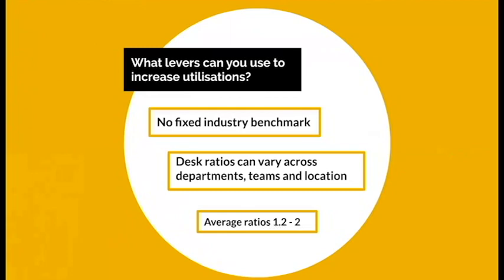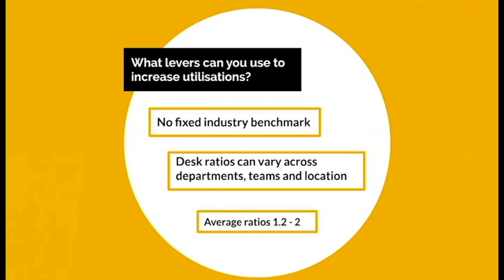It varies across different buildings, across different teams, especially within different departments. So let's say if you have a sales team versus an HR team, they may have completely different person to desk ratios, because maybe the sales team is traveling a lot more, maybe the HR team is in meetings most of the time. They don't use their desk as often. But what we have found is that average ratios between 1.2 and 2 are a workable solution for most of our clients.